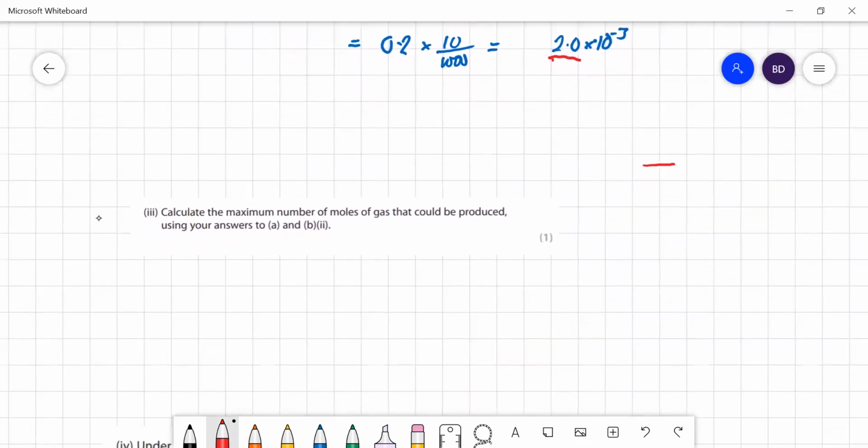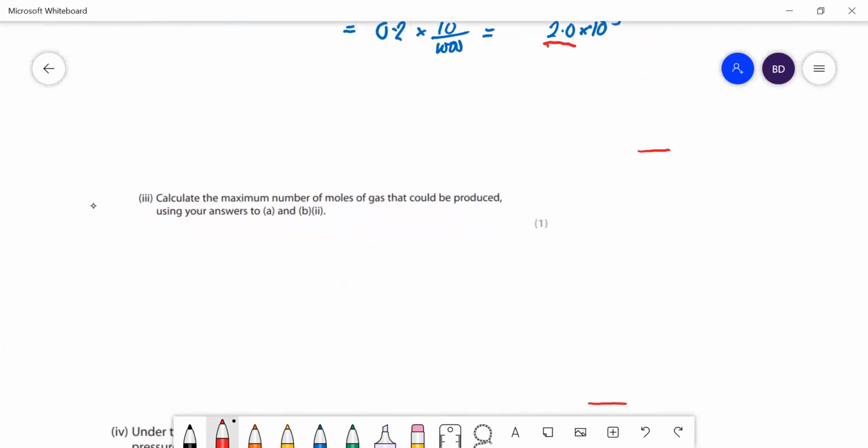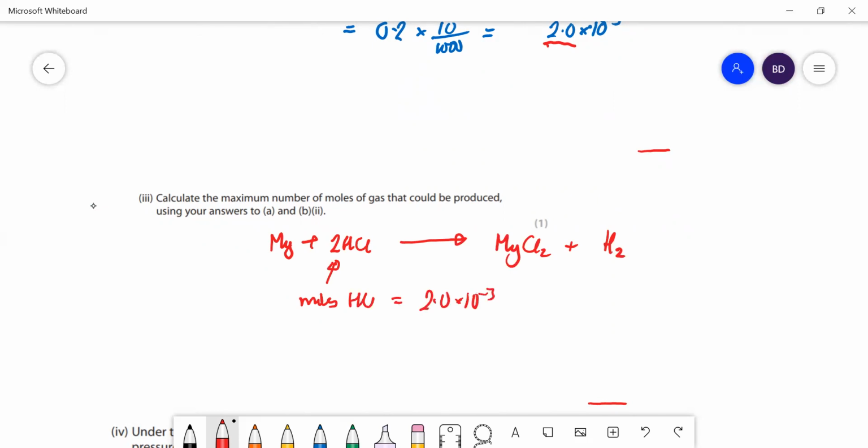Calculate the maximum number of moles of gas that could be produced using your answers to A and B. Right, so the magnesium is in excess, so the limiting reagent is the moles of HCl. Magnesium plus 2 HCl gives you magnesium chloride and just 1 mole of H2. How many moles of HCl have we got? Well, we worked that out. That's equal to 2 times 10 to the minus 3. So that means we are going to get half of that amount of gas, moles of H2, which is going to be 1 times 10 to the minus 3 moles.